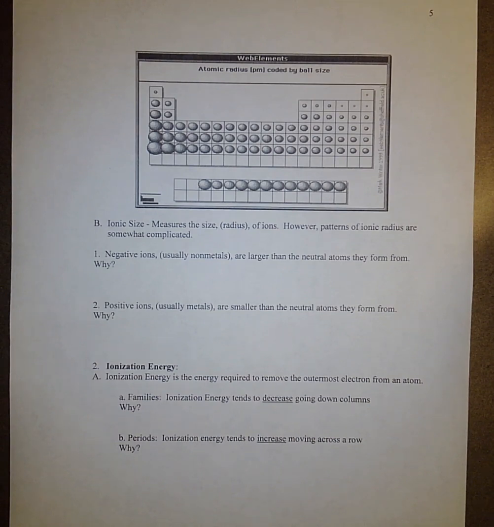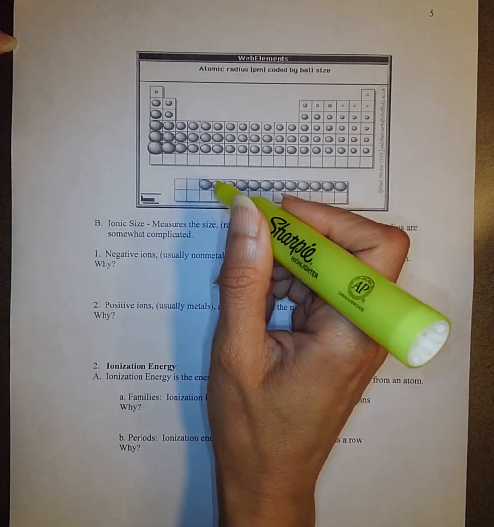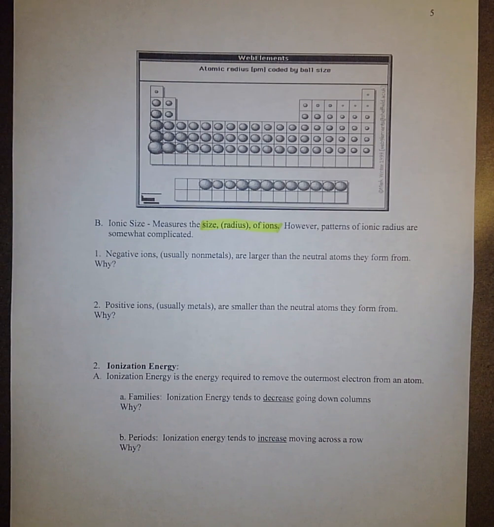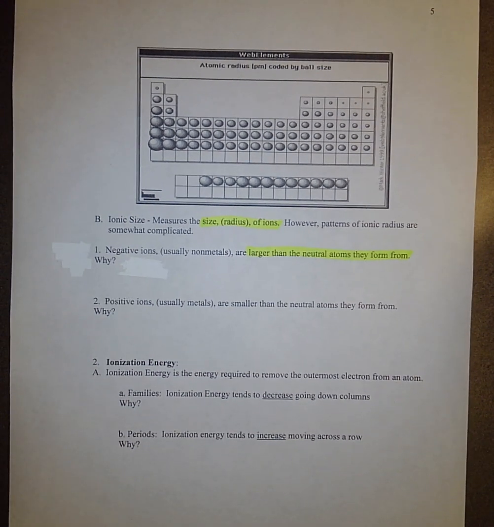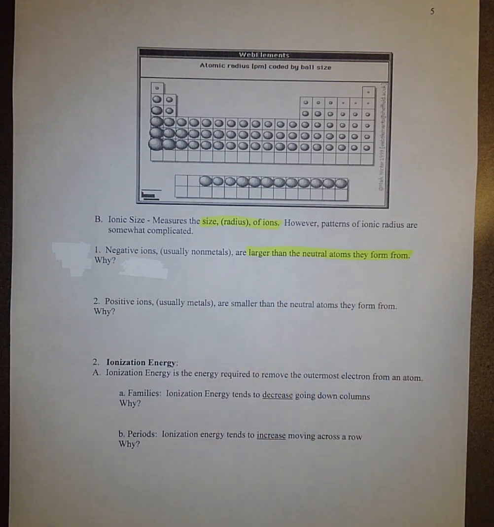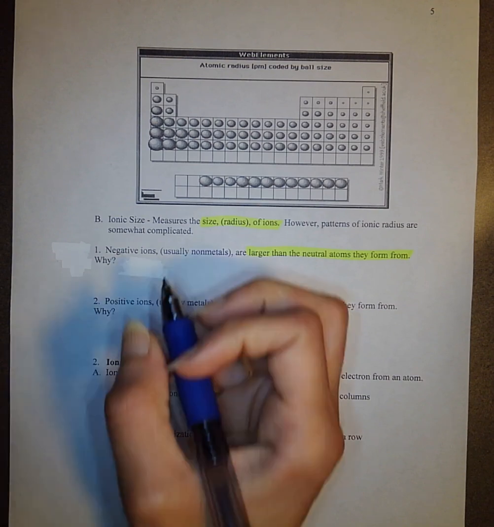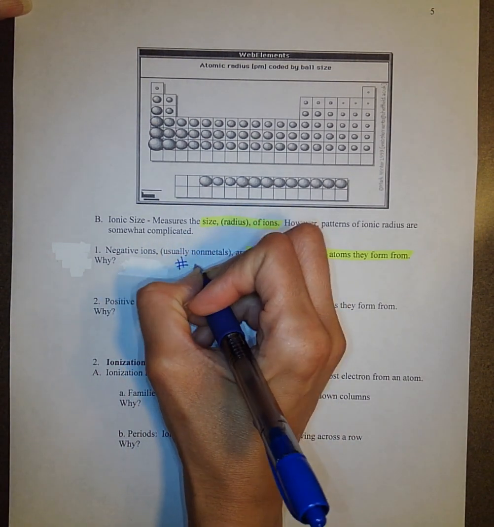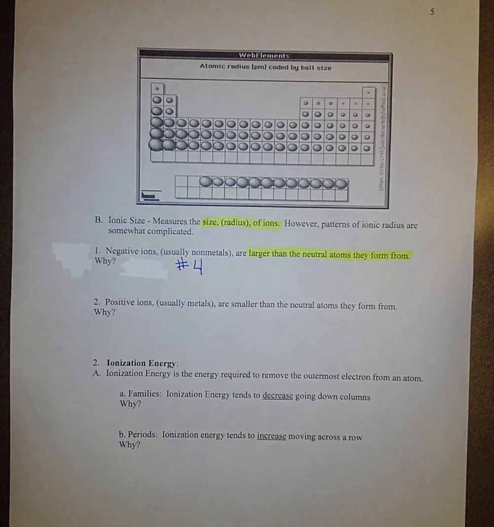let's talk about ionic size. Ionic size is actually the size or the radius of the ions, and that is a little bit more complicated to talk about. Okay, so when we talk about the negative ions, usually we're talking about the nonmetals, and these nonmetals are the ones that end up gaining electrons. So they are usually larger than the neutral atom that they form from. And because they're gaining electrons now, you're going to see a lot of electron to electron repulsion, which is factor number 4 that affects your periodic trends.